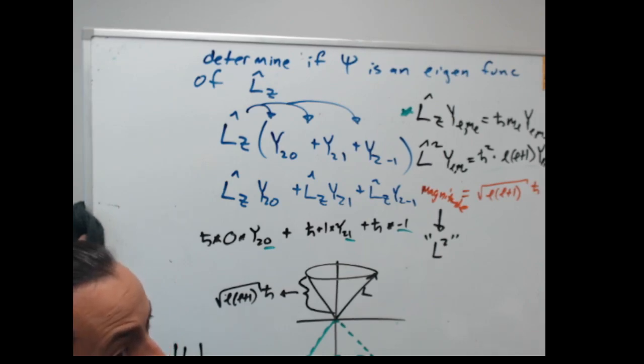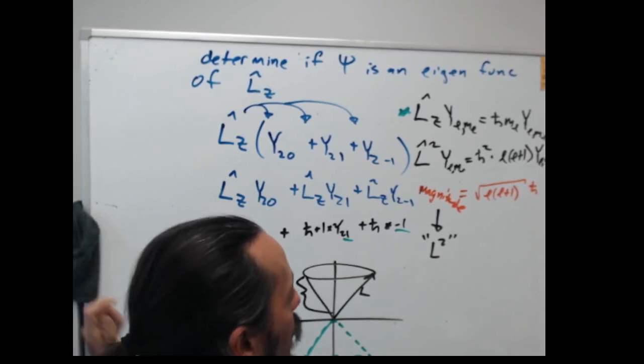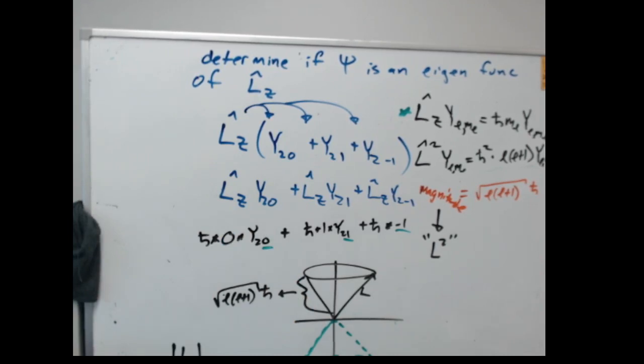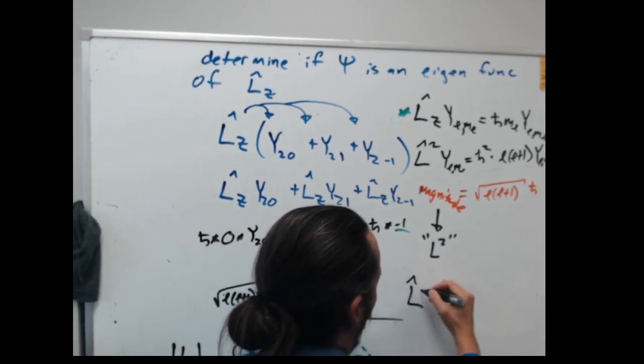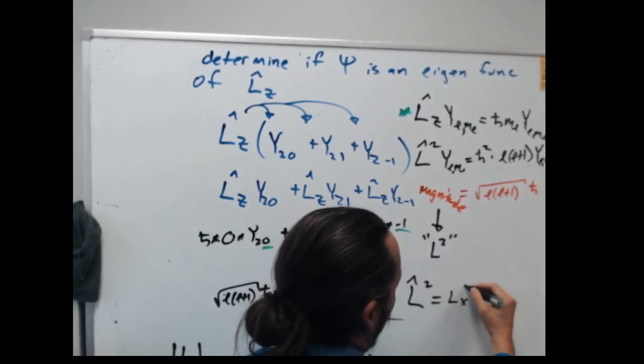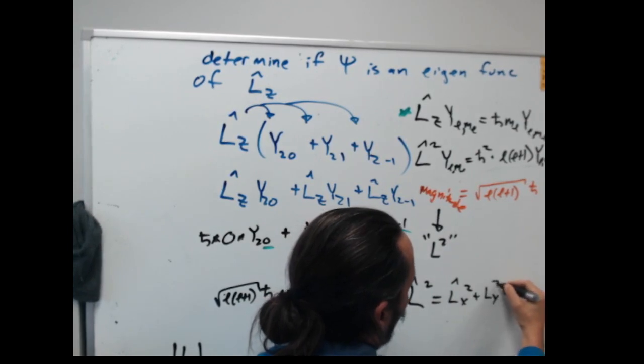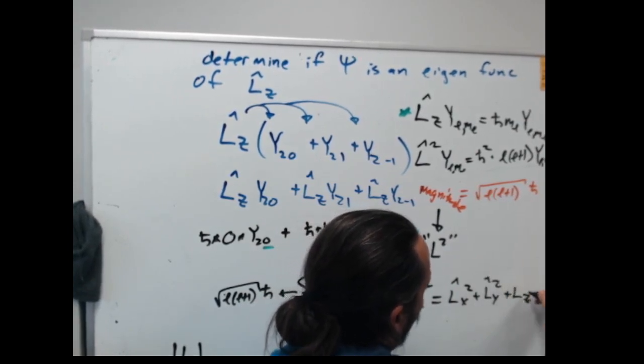Okay, actually... Wait, what was the LZ? What's that? What's the LZ operator? So the LZ operator, we could go through the mathematics of all of it again. M sub L. Yeah. Okay, and then the L hat squared is going to be LX squared plus LY squared plus LZ squared.